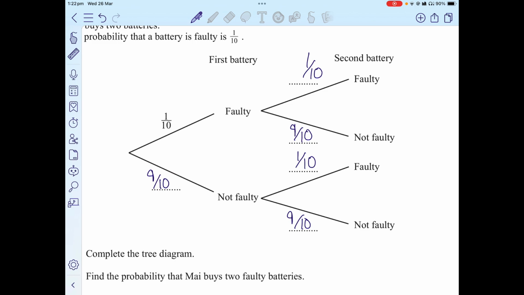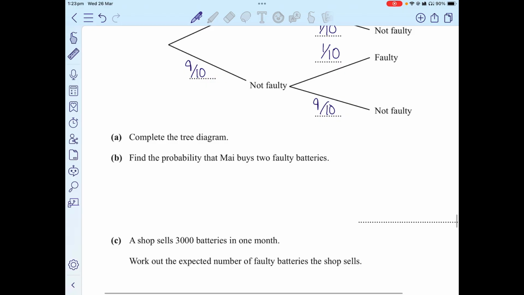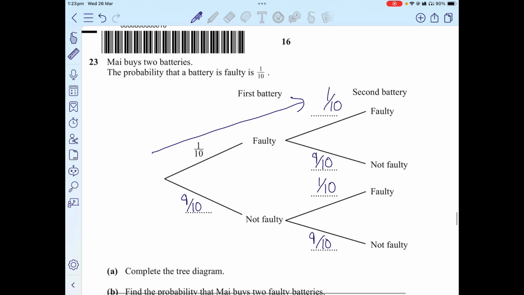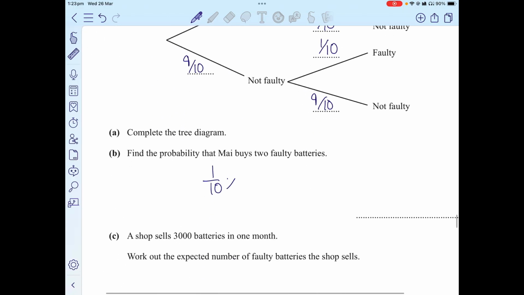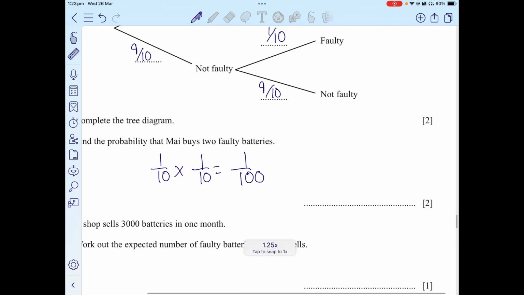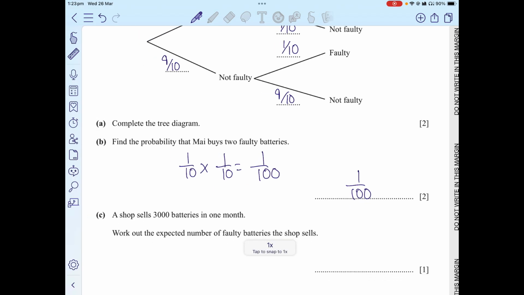So for 2 faulty batteries, you have to go through this path, right? And whenever they ask us to find the complete path, we just multiply. So that is 1 over 10, which is faulty, again into 1 over 10. That would be 1 over 100. 1 over 100 is the probability that she buys 2 faulty batteries.